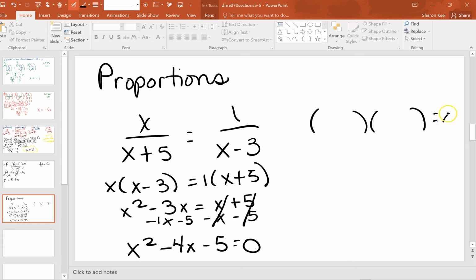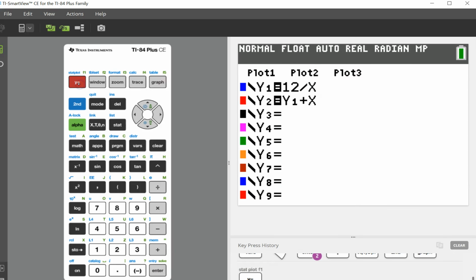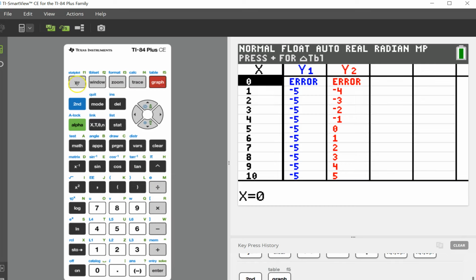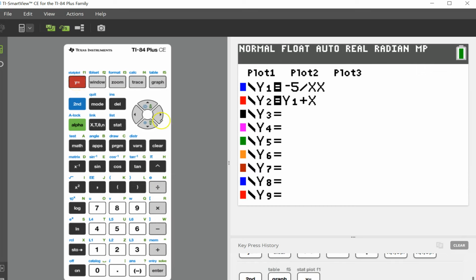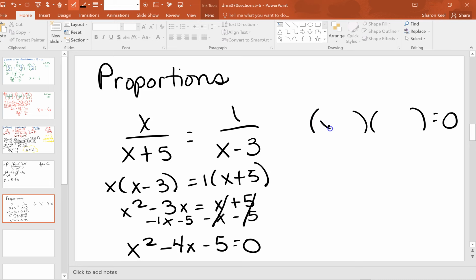This I'm going to factor into two terms being equal to 0. So 1 times negative 5 is negative 5. Our middle number was a negative 4. So that gives me a positive 1 and a minus 5.